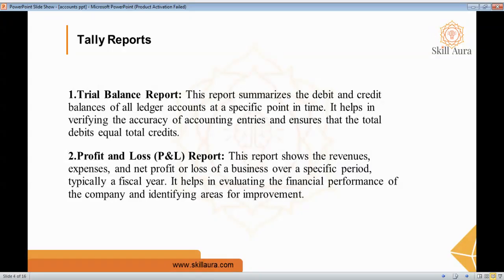This trial balance report is a report which summarizes the debit and credit balances of all the ledger accounts at a specific point in time. It helps in verifying the accuracy of accounting entries and ensures that the total debit is equal to the total credit.